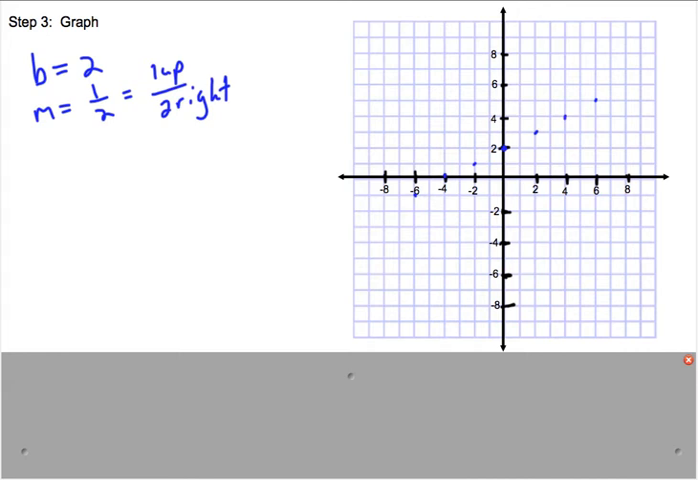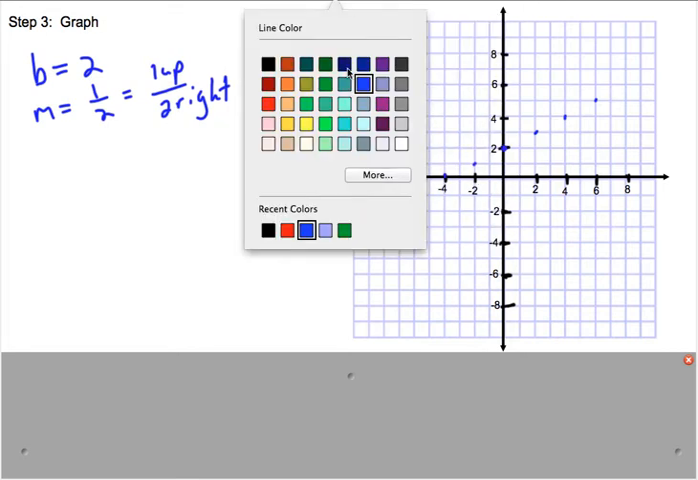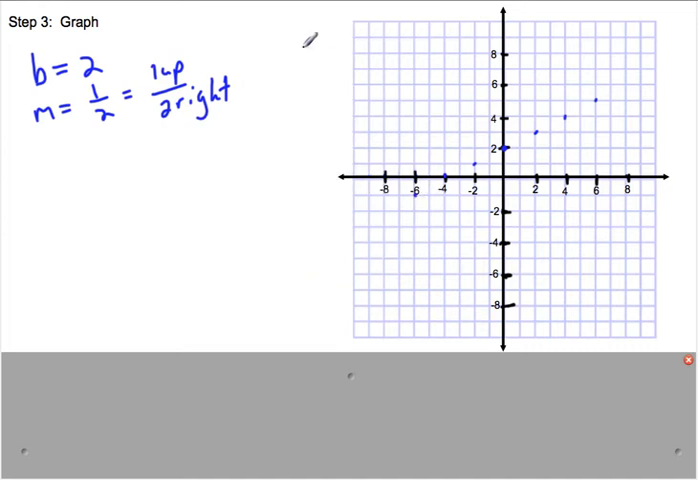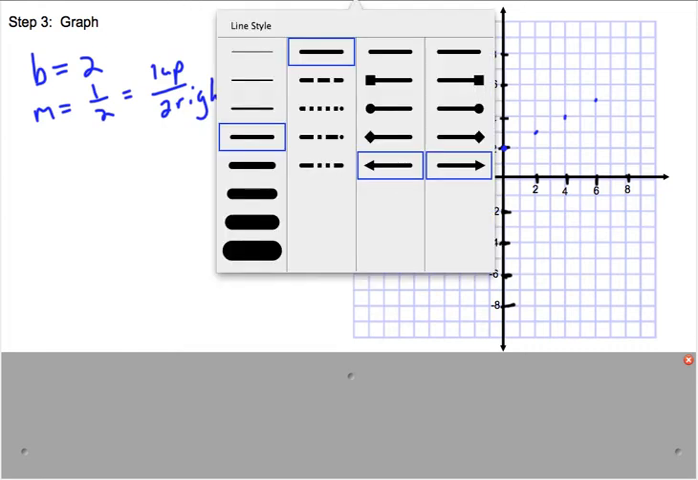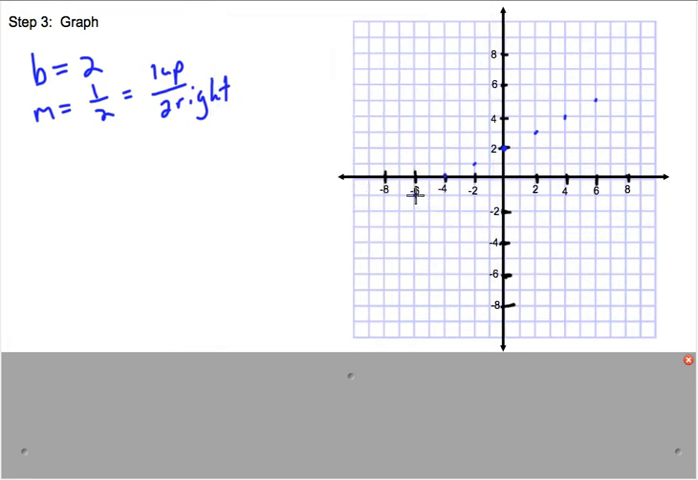Alright, so now we just need to connect the dots here. Alright, so connecting the dots, we have a line that goes like that. And let me extend it out here. There we go. Alright, so we're done with step 3.